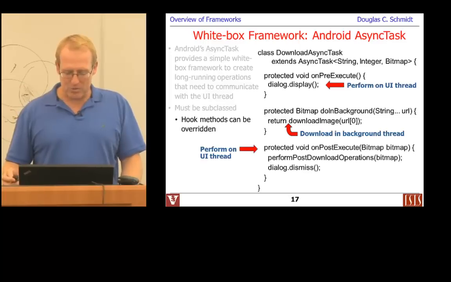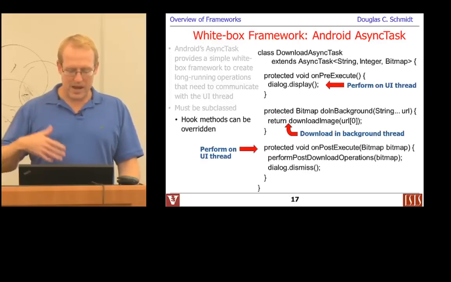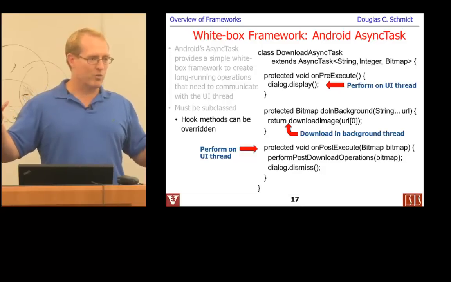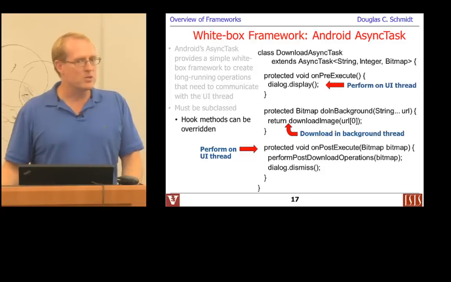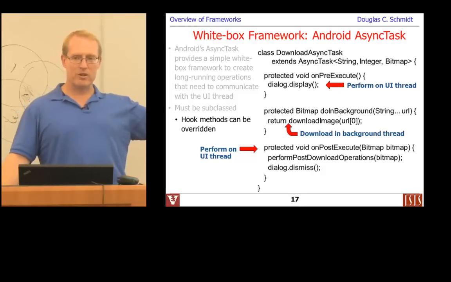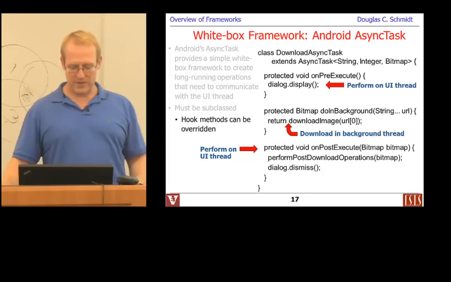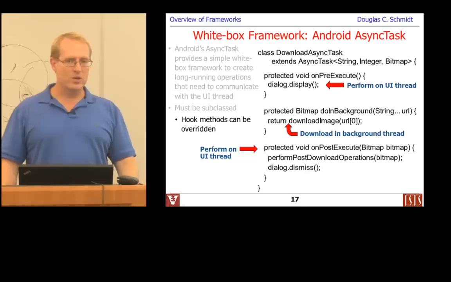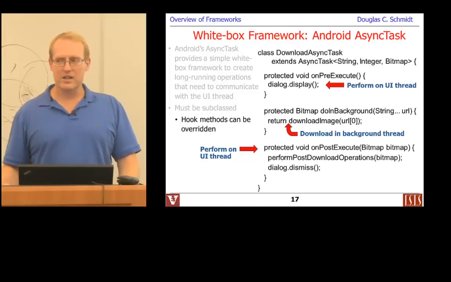And when that's all done running, then we're going to pass back whatever we got, the bitmap image or whatever we downloaded, using on post execute, and then because we're back in the main thread of control, we can say please go ahead and display this thing and dismiss the dialog. So there's a bunch of different kinds of things you can do here, and you have to know how to override and customize those various elements.